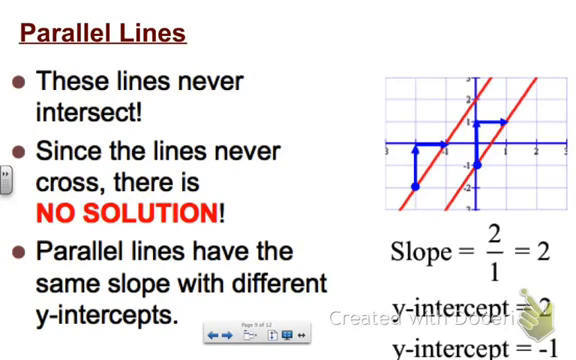So again, with parallel lines, here's an example over here for you. They both have a slope of 2 over 1. So algebraically, if 2 lines have the same slope, that should key you in that they're going to be parallel. But if you graph them and they are indeed parallel, again, that means they have no solution because they never intersect. So they're going to have different y-intercepts, but they always have the same slope.